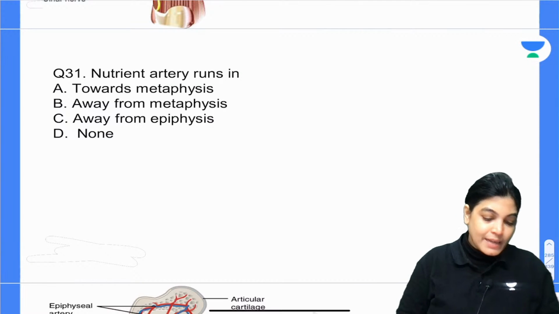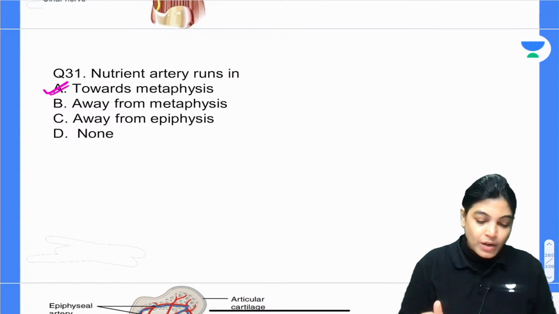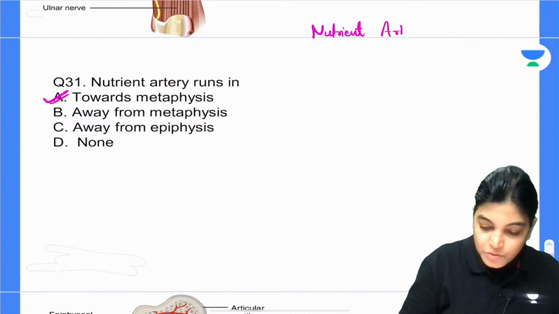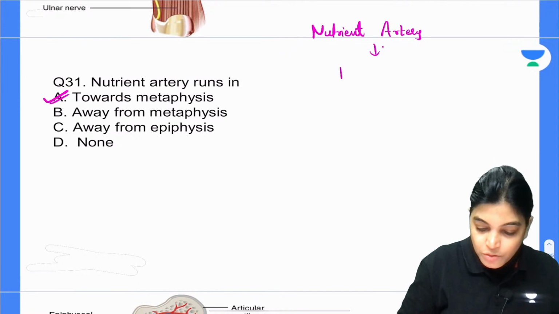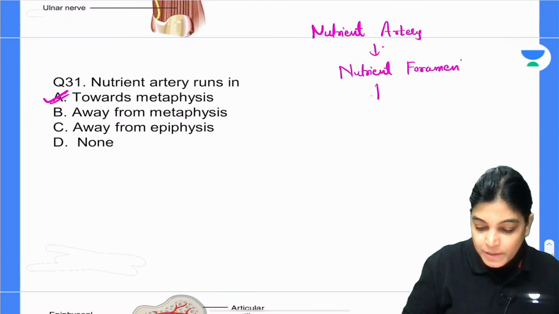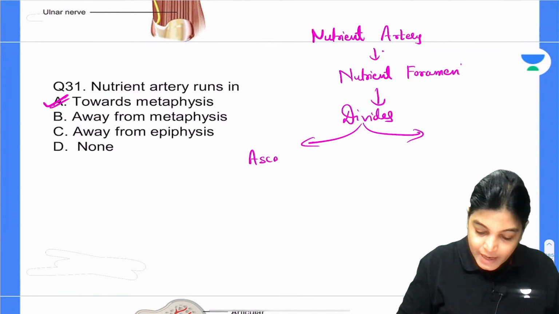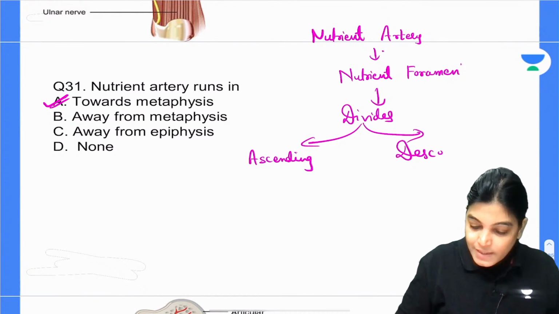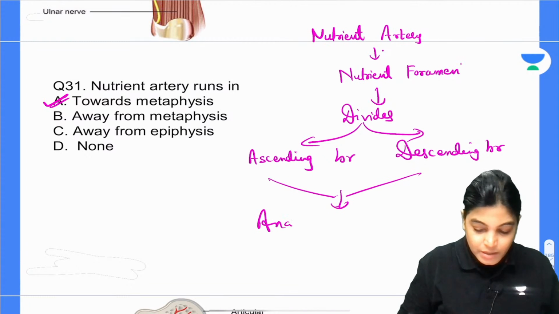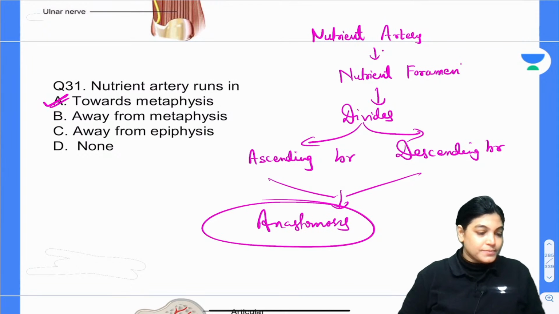So, my dear aspirants, the correct answer is that the nutrient artery runs towards the metaphysis. The nutrient artery enters the long bone through the nutrient foramen and divides into ascending and descending branches. It moves in upper and lower directions and anastomoses with neighboring arteries, like epiphyseal arteries, metaphyseal arteries, and also the periosteal arteries.